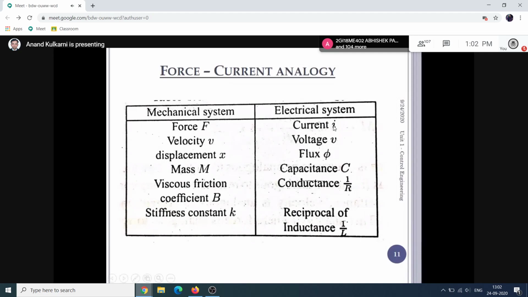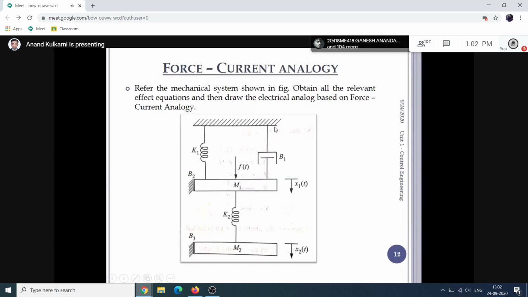You just take down: F is I, velocity small v is small e, displacement small x is flux phi, mass is capacitance, B is 1 by conductance, or rather B is 1 by R. This is a resistance, not conductance. This is conductance. Then stiffness K is nothing but 1 by inductance. Once you have taken down this, we'll go to a problem.